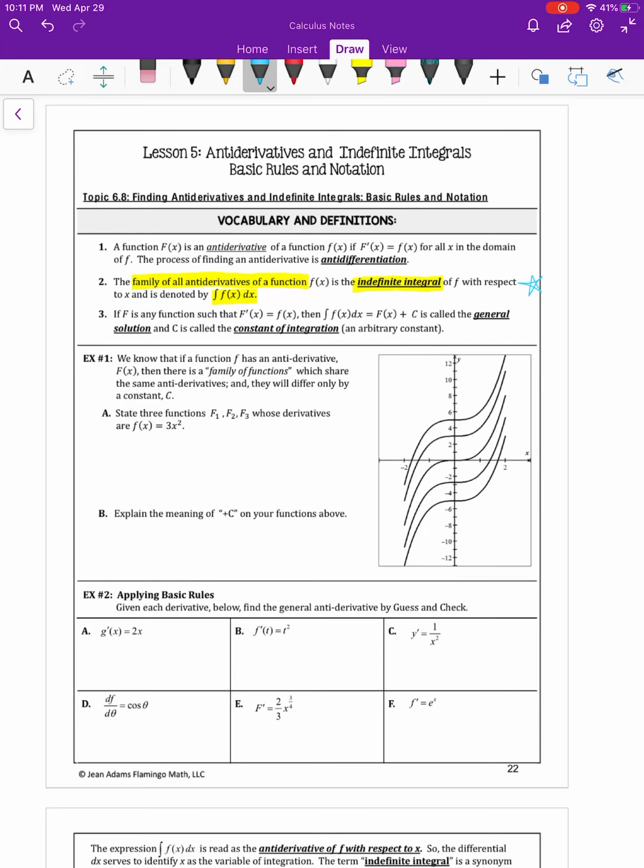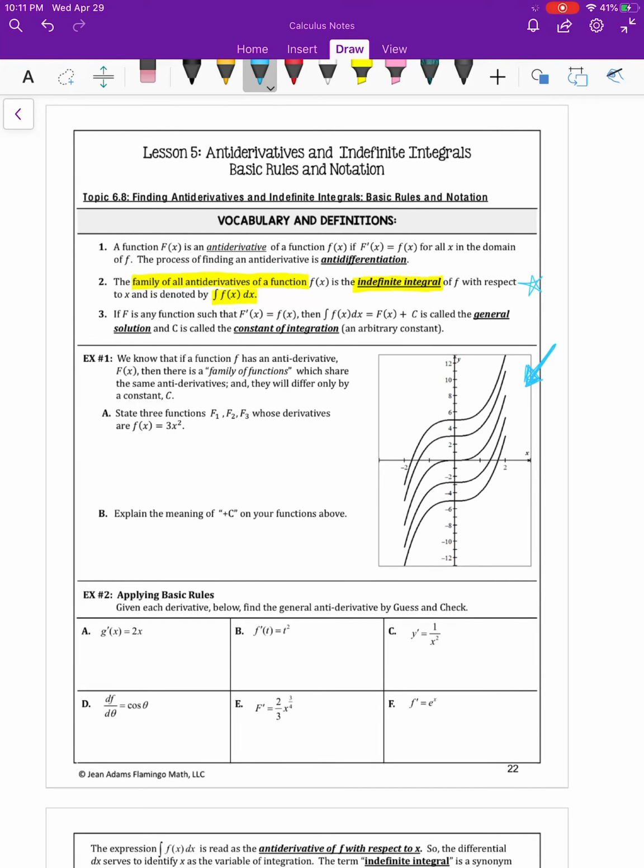So if capital F is any function such that its derivative is that little f of x, then the integral of that derivative, f of x dx, is that capital F of x plus some constant c. That is called the general solution, and c is called the constant of integration, and it's just some arbitrary constant.